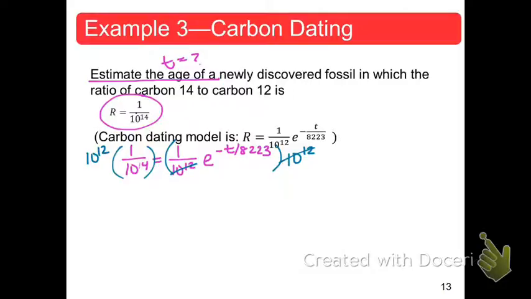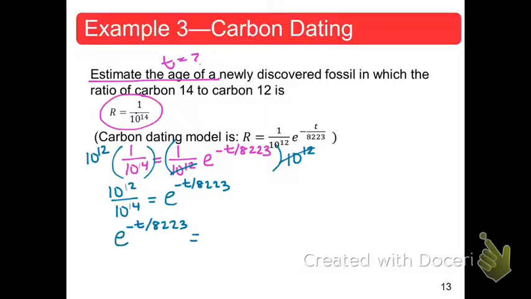So I end up with, on the left-hand side, 10 to the 12th divided by 10 to the 14th equals, and on the right-hand side, we have that e to the negative t divided by 8,223. Well, usually we see our exponential piece on the left, so I'm going to switch that over. So e to the negative t divided by 8,223. And we can work out the left-hand side there, that 10 to the 12th divided by 10 to the 14th.